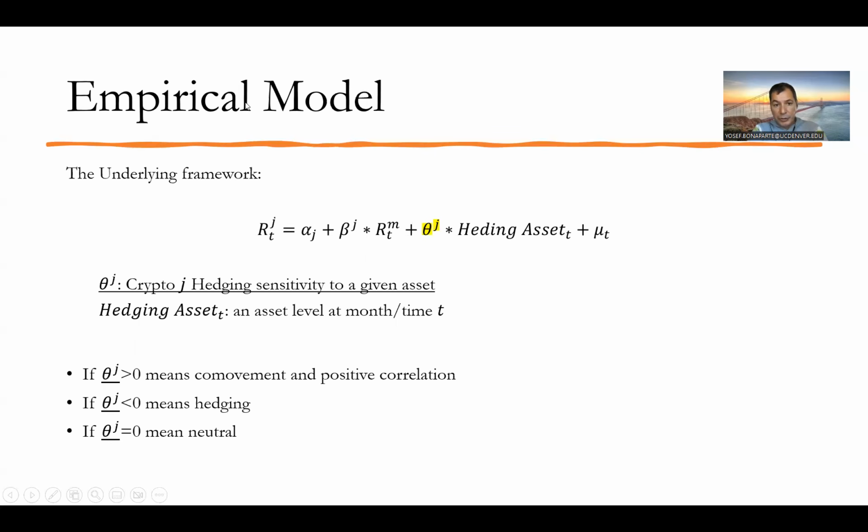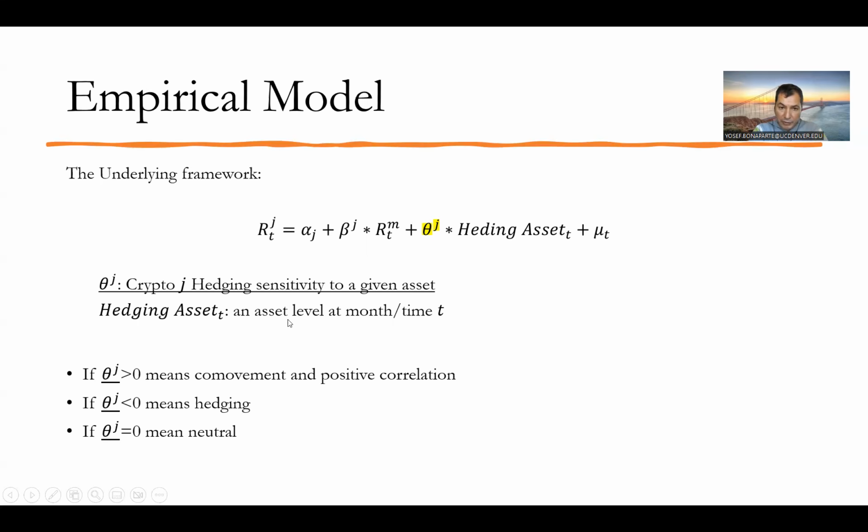So the empirical model that we're going to employ this week is: crypto return equals a constant, plus beta J multiplied by RM, so that will be the move of the equity, plus theta J multiplied by the hedging asset. What asset? Gold, inflation, interest rate, or money supply, plus a MUT.